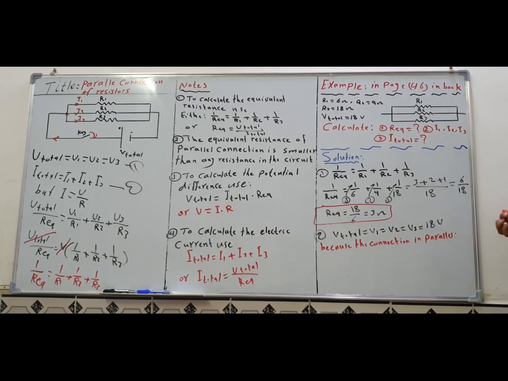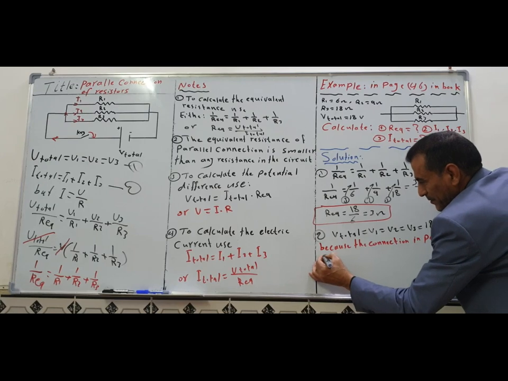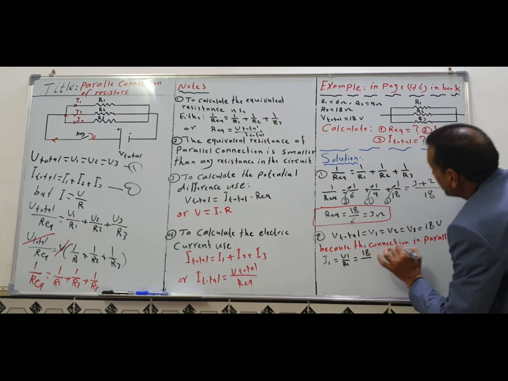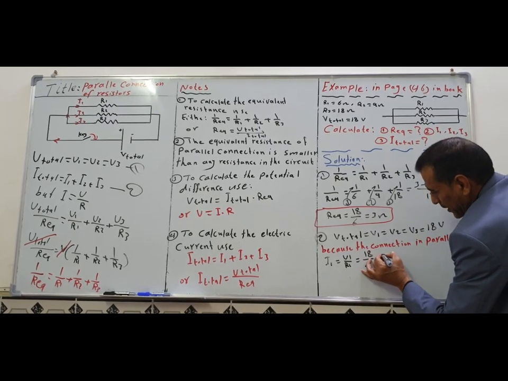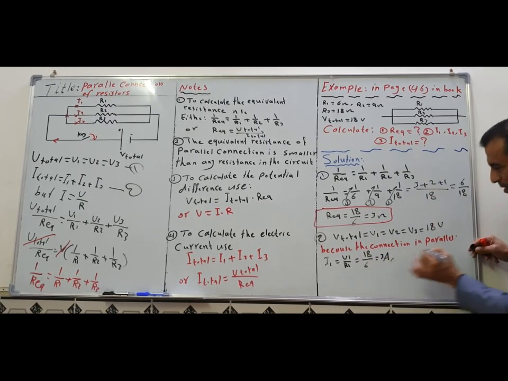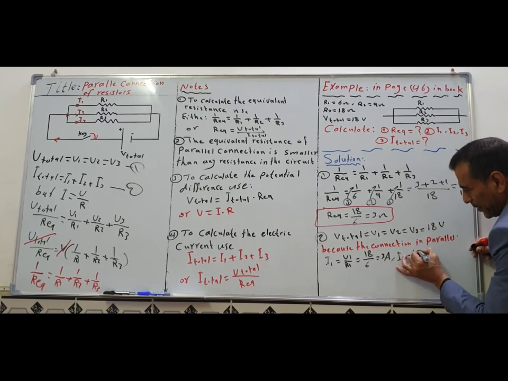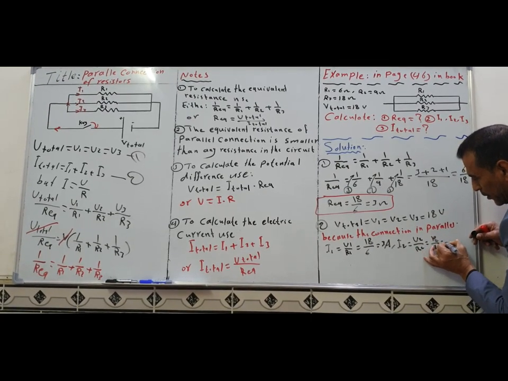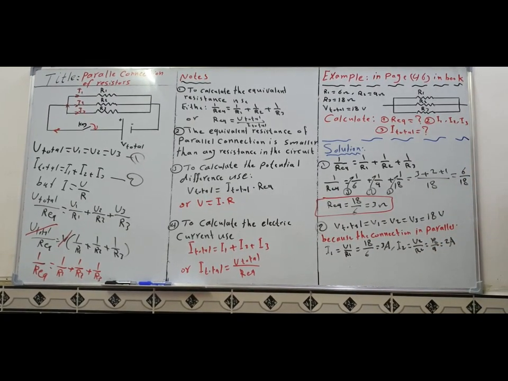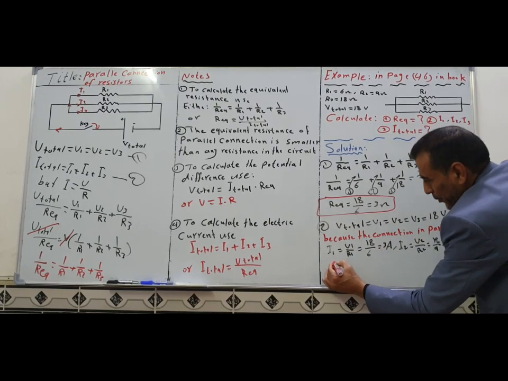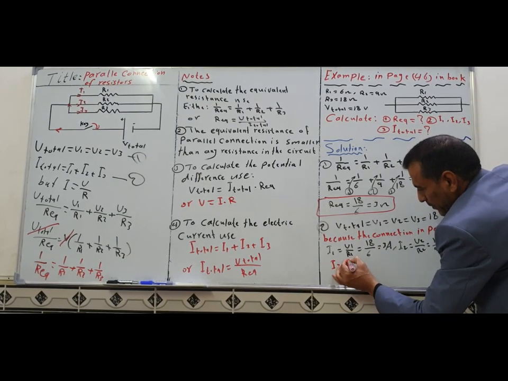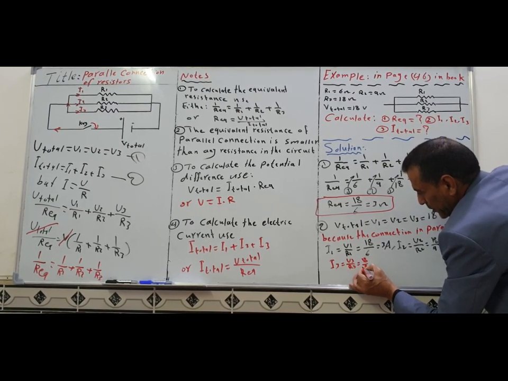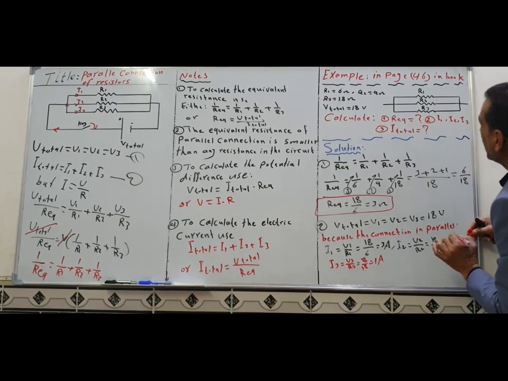Now, I1 equals V1 divided by R1. 18 divided by 6 equals 3 ampere. I2 equals V2 divided by R2. 18 divided by 9 equals 2 ampere. And I3 equals V3 divided by R3. 18 divided by 18 equals 1 ampere.